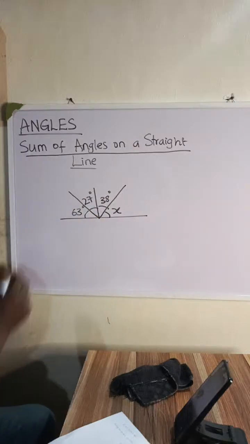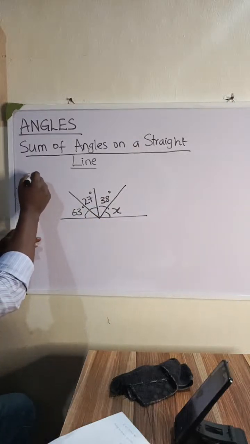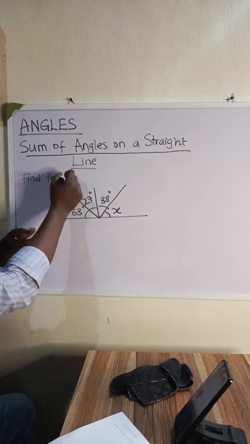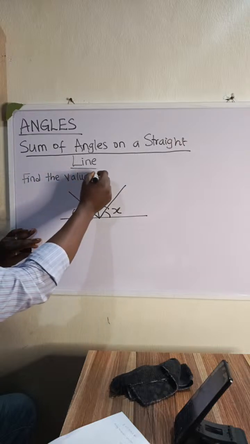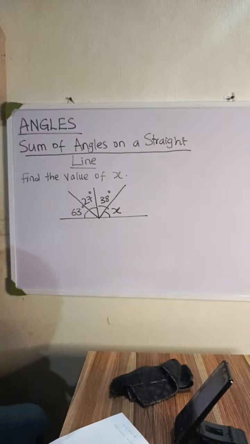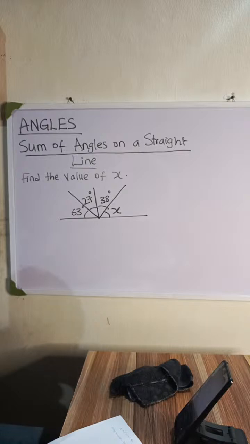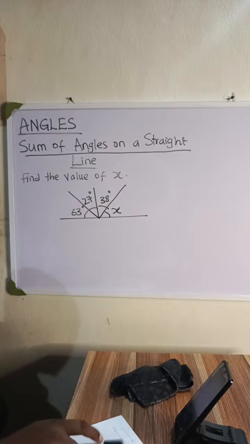Okay, so find the value of x. The first correct answer gets a tick. First correct answer. Find the value of x.